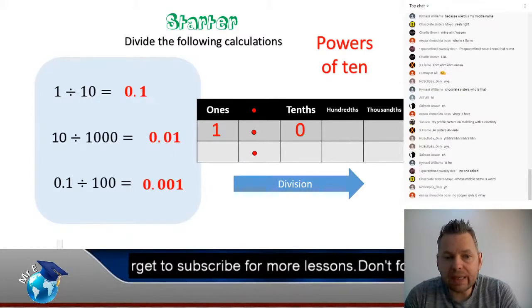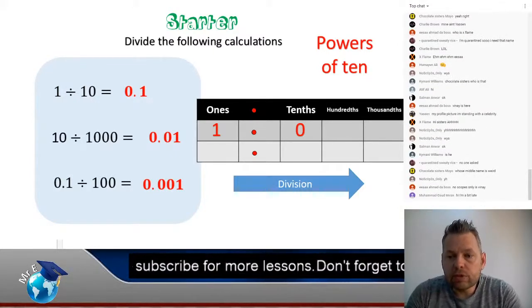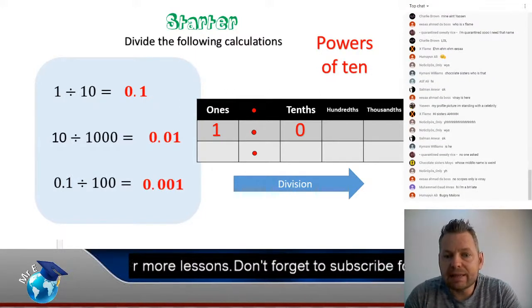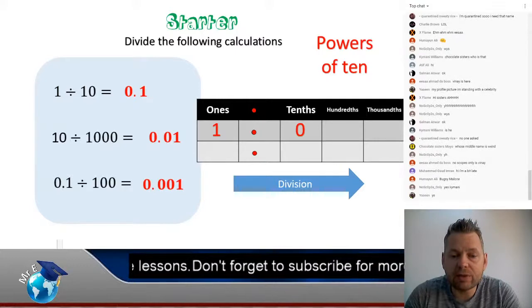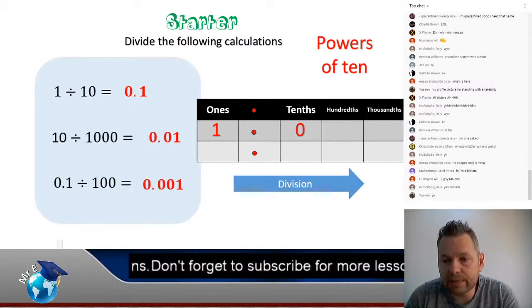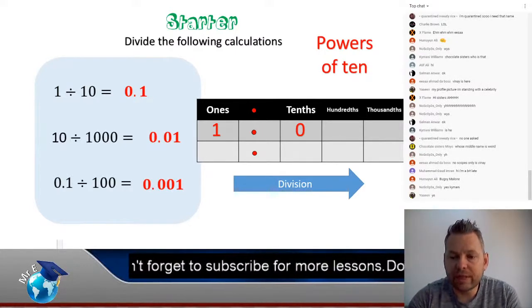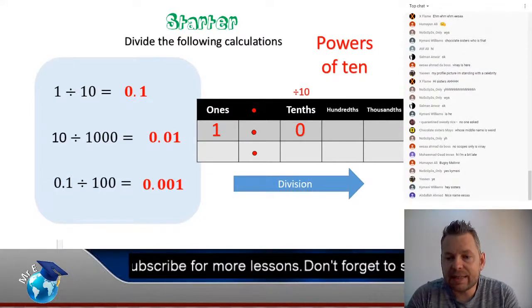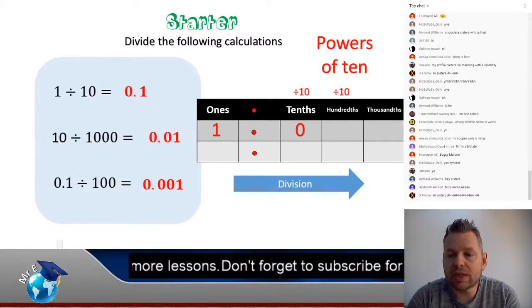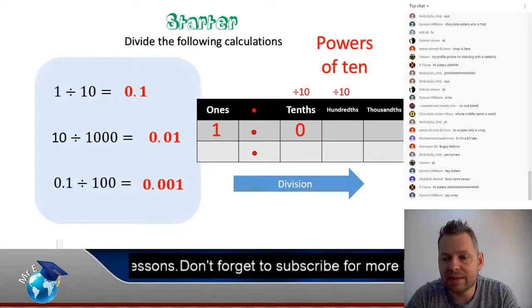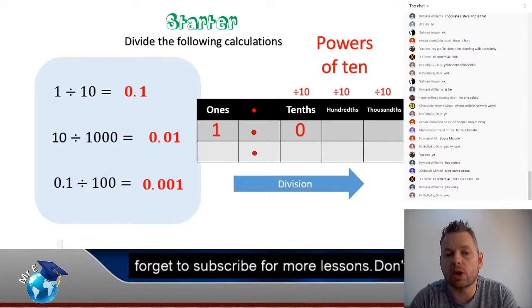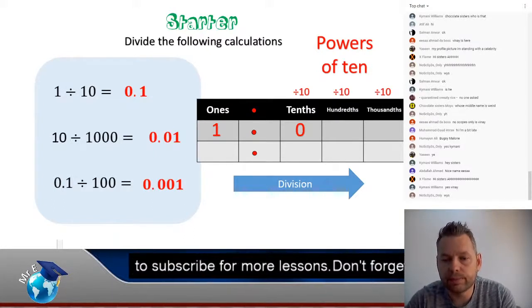And powers of 10 just mean that every column we move to the left or to the right goes in tens: 10 times bigger if we go to the left or 10 times smaller if we go to the right. So what that means for this place value grid in front of us is that tenths are 10 times smaller than ones. Hundredths are 10 times smaller than tenths. Thousandths are 10 times smaller than hundredths. And it goes on and on.